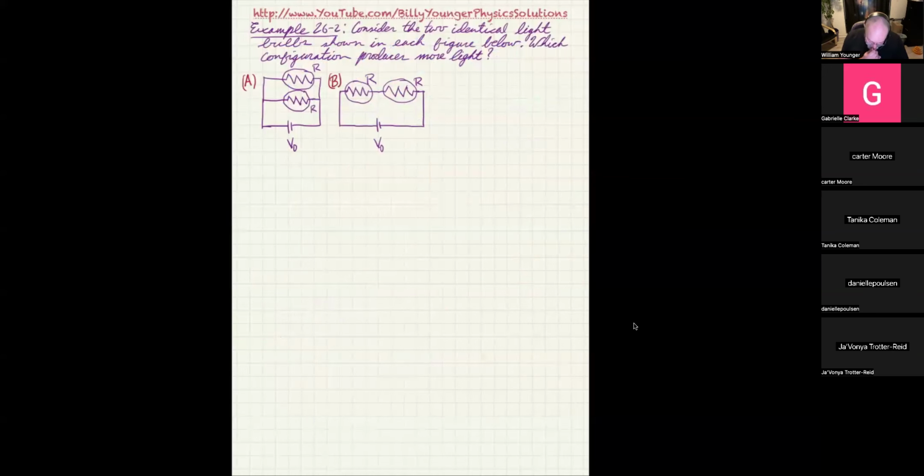All right, so now I'm going to make use of the relationships we found for the equivalent resistance. What we did find, I will write in the solution as part of the equation we're going to use. This is example 26.2: consider the 2 identical light bulbs shown in each figure below. Which configuration produces more light? Basically, you can look at this like the headlights of a car. That's really what they're leaning towards. So you can say that's like a 12-volt battery.